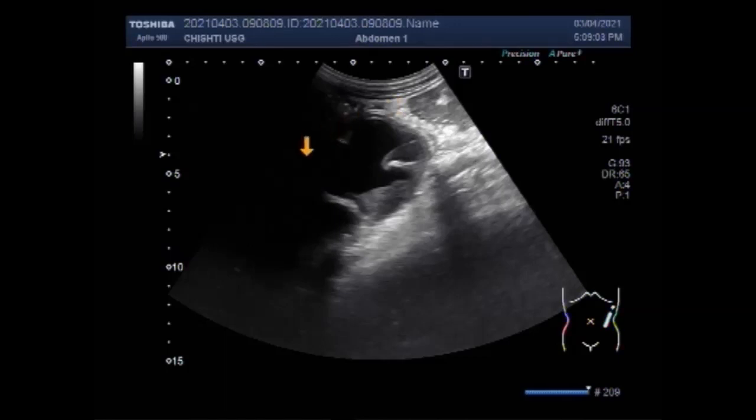Now, this is the kidney, left kidney, and you will see the tracing of the ureter. This is the pus or sludge seen in the dilated pelvicalyceal system.